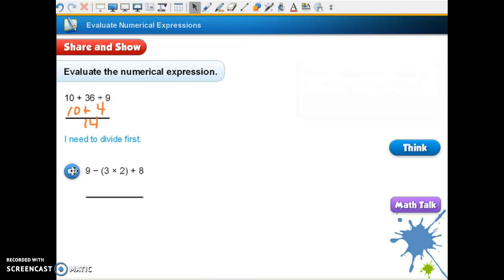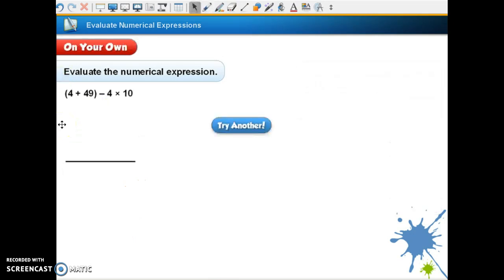Okay, on this one, we're going to have parentheses. So we're going to write our problem down. 9 minus, we're going to do what's in our parentheses. 3 times 2, which is 6, plus 8. Now we're going to go across again, and we're going to say 9 minus 6 is 3 plus 8. And 3 plus 8 is 11. This is number 3 on the Show What You Know, and this was number 1.